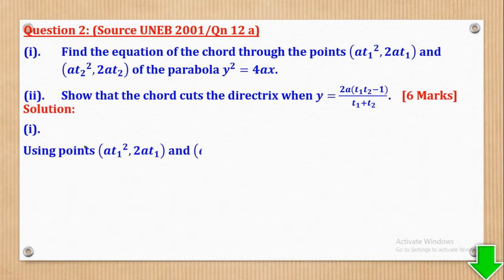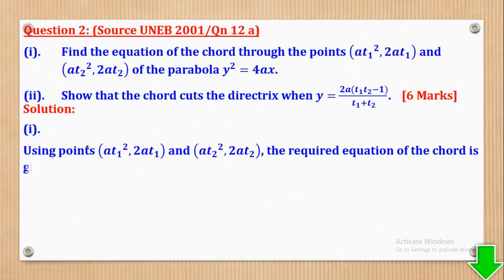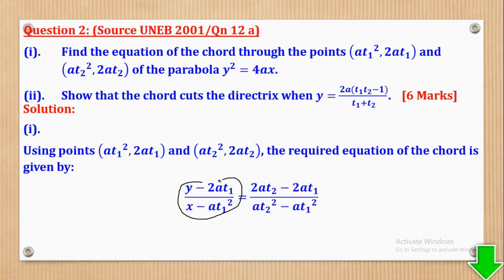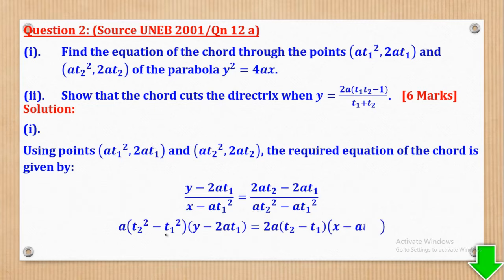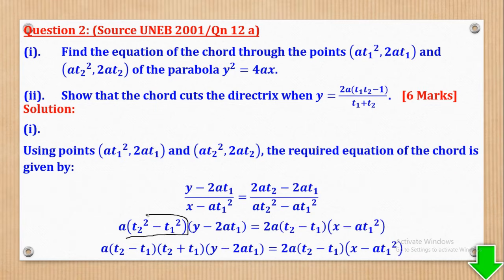So given 2 points, I can be able to get the equation of the chord, which is the same as the equation of the line passing through those 2 points. So this is the gradient when I'm using this point and the variable point xy, and this is the gradient when I'm using these 2 points. Cross multiply will come up with that. Then here I shall remember that this is the difference of 2 squares, so we'll come up with this. And from that we shall realize that this and this can cancel, and also this a can cancel. So let's do that on the next slide.